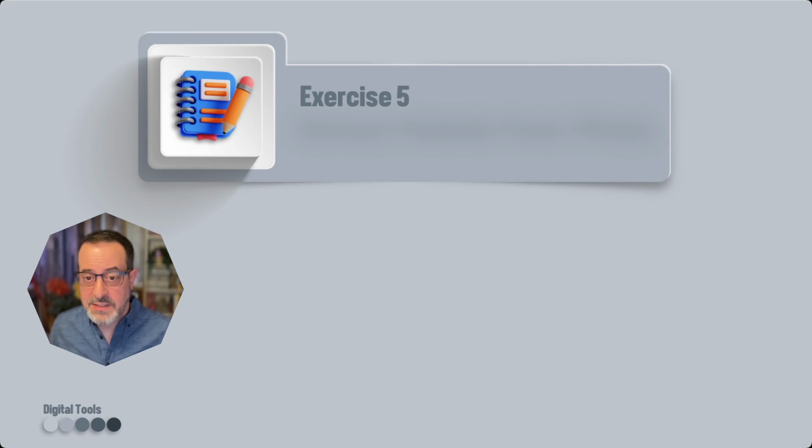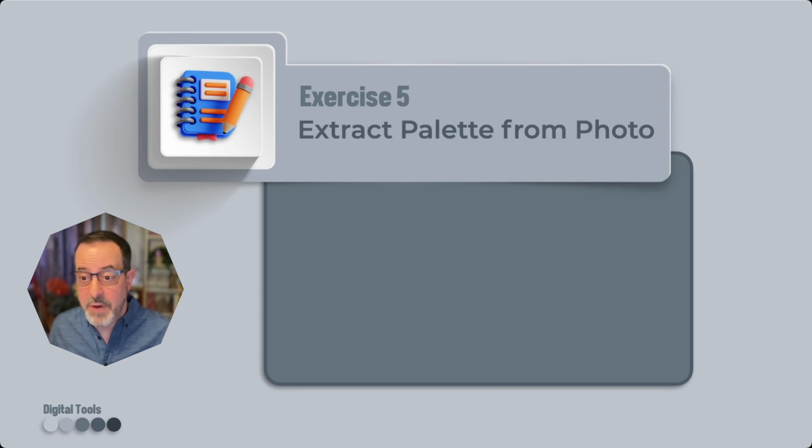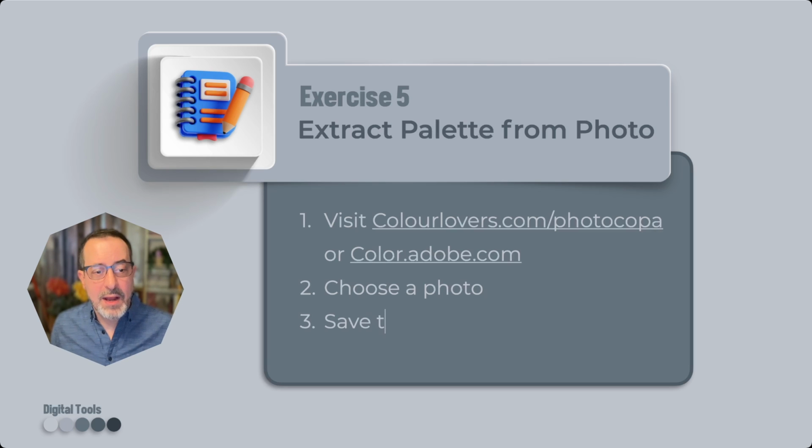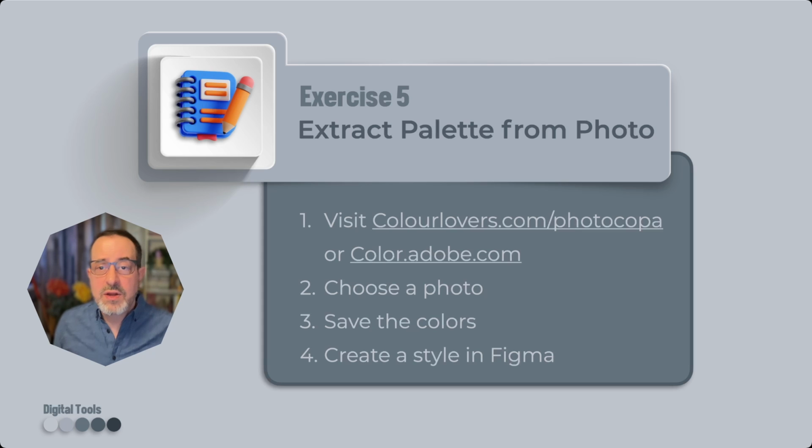It's time to try this on your own. Here's an exercise to extract a palette from a photo. Visit one of those 2 sites that I showed you about earlier, and then take one of your photos, either your photo or a stock photo, and upload it. Extract the palette from it, and then save those colors to your hard drive. And then use Figma. You can use other software if you want, but try Figma to create a style based on those colors. Then you can use these colors over and over again in projects that you're working on.